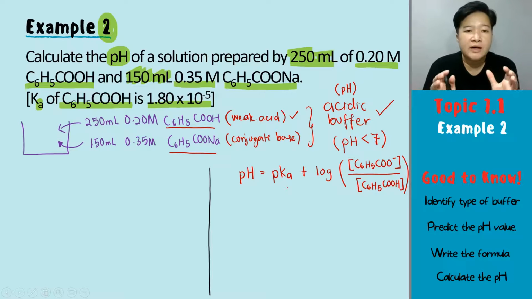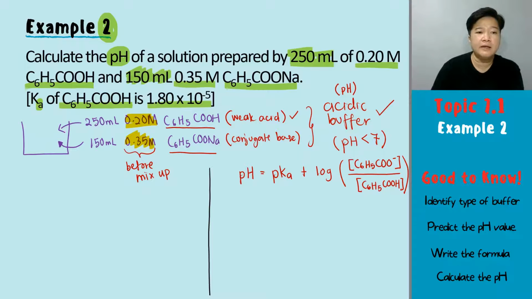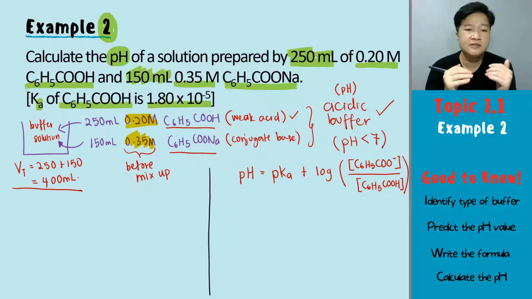But the question right now has some problem. Can we use this concentration straight away? We cannot use this concentration straight away because both of these are the concentrations before you mix them up. So bear that in mind: when you mix them up, then only you will have your buffer solution. And in this buffer solution, the total volume right now will be 250 plus 150 ml.